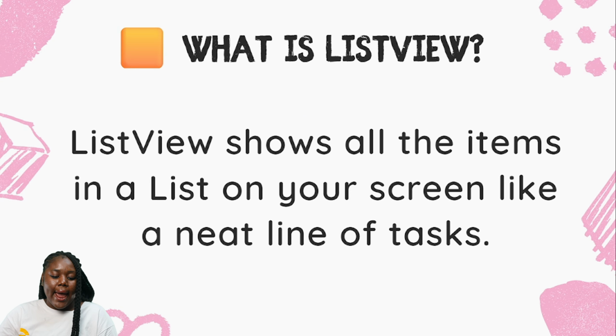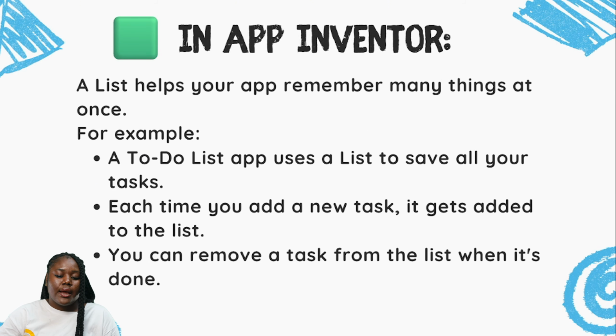All right. And what is list view? Remember, we'll be using this list view in our project. We'll be adding it while designing in the designer area. So list view shows all the items in a list on your screen, like a neat line of tasks. And in App Inventor, a list helps your app remember many things at once. For example, a to-do list app uses a list to save all your tasks. Each time you add a new task, it gets added to the list. And you can remove a task from the list when it is done.